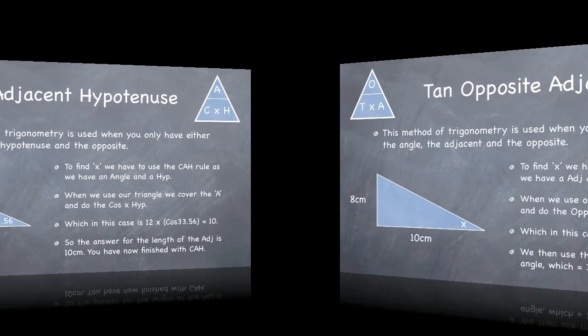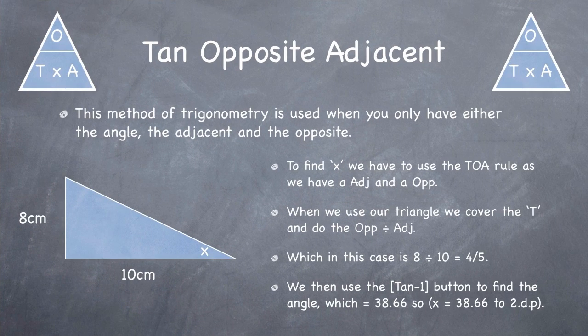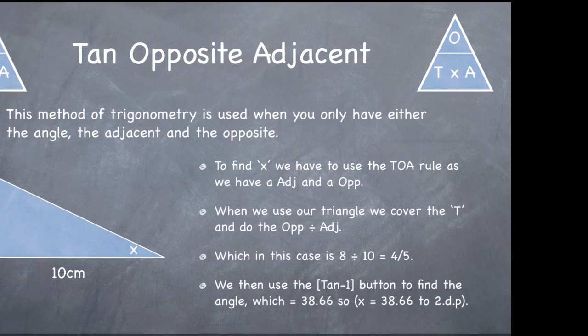Now on to tan. The tan rule is used when we have either the angle, the adjacent, and the opposite. To find x, we have to use the TOA rule as we have the adjacent and opposite, 8 and 10. When we use our triangle, we cover the T and do opposite divided by adjacent, which in this case is 8 divided by 10 equals 4/5. We then use the tan -1 button to find the angle, which is 38.66 to 2 decimal places.